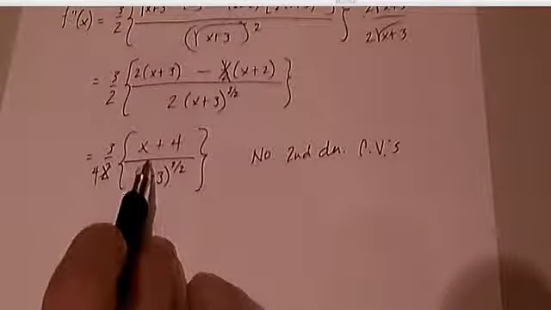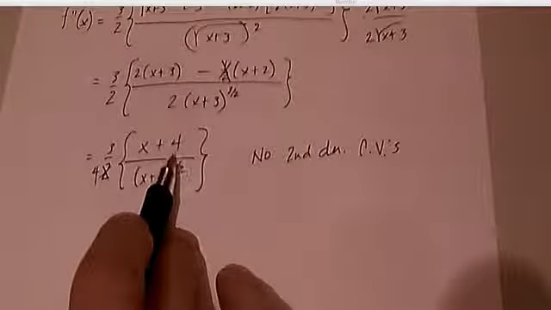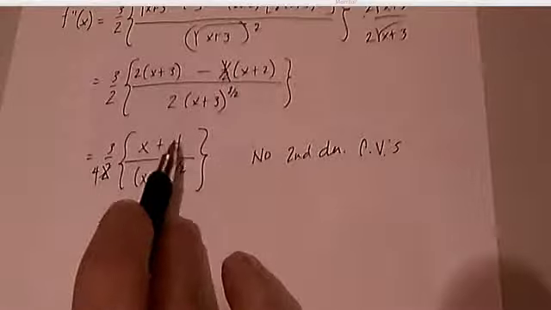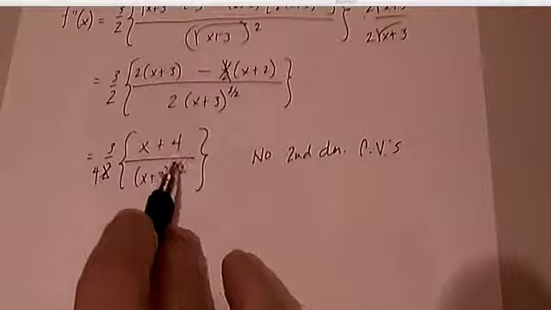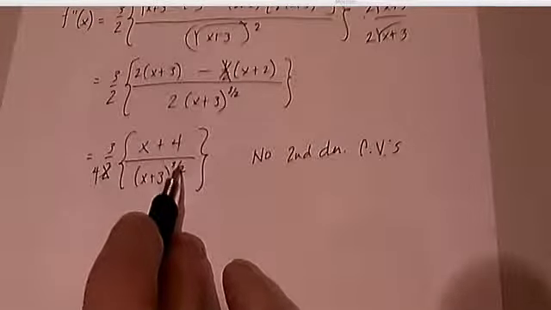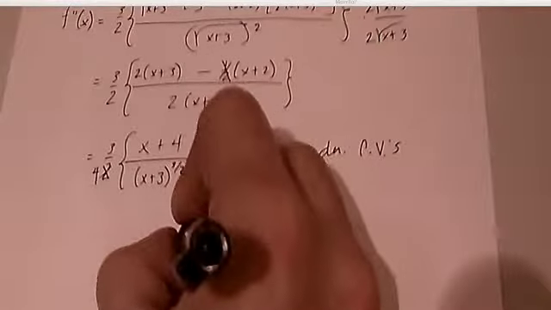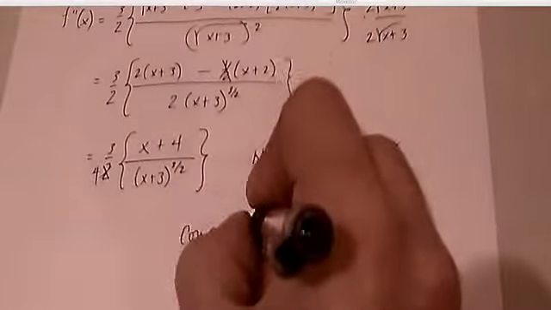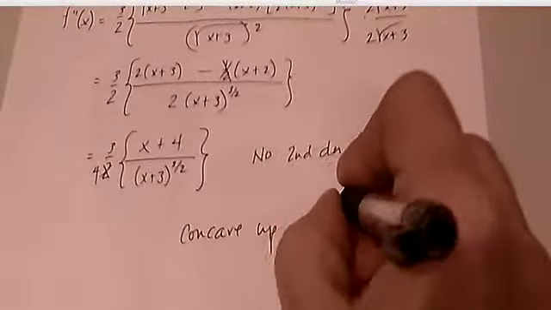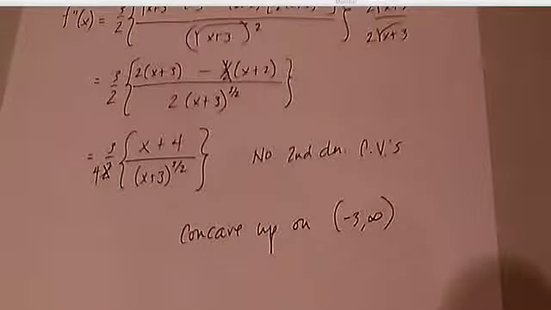Well, for all the values from negative 3 on, it's going to be positive over positive. So it's always going to be concave up. So it's concave up on negative 3 to infinity. Now, that tells us a whole lot.